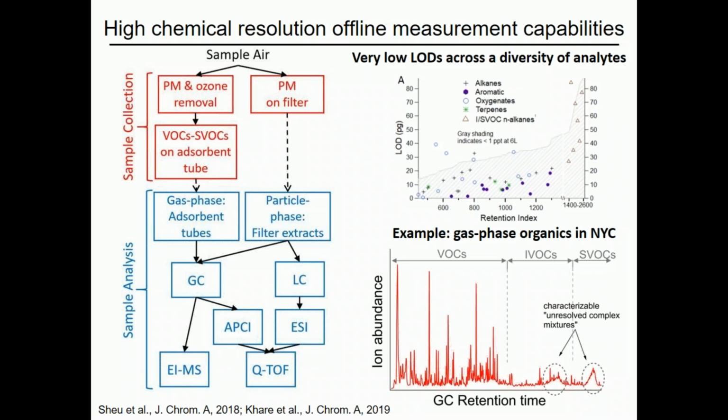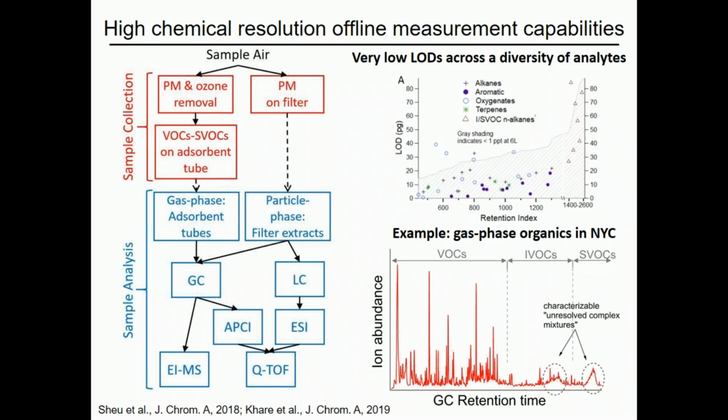There's a great paper out in 2018 on our adsorbent tubes by Roger Shu et al. It talks about how we were able to get to these really low detection limits with them. And then there's a paper, Kare et al., from 2019 showing their applications to complex mixtures. I'll be talking more today in the second half about our use of liquid chromatography with soft ionization electrospray.